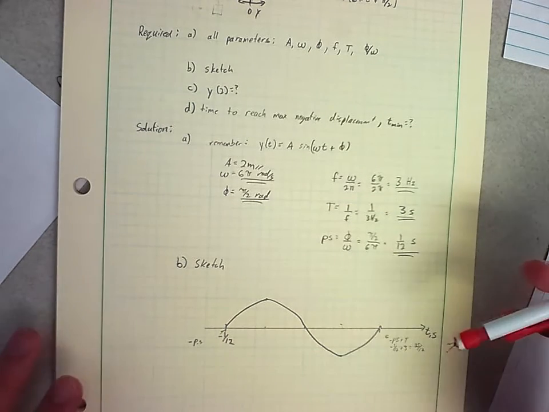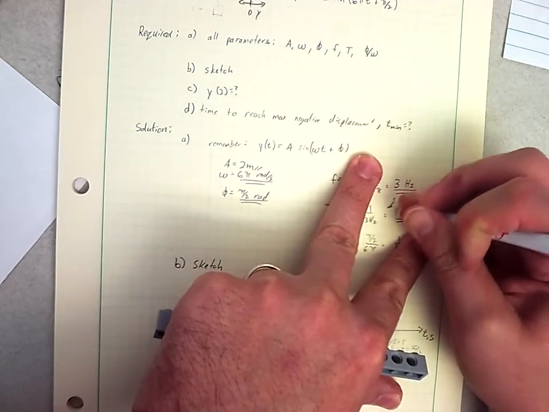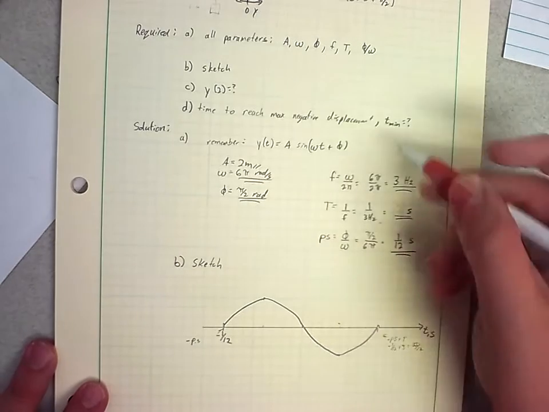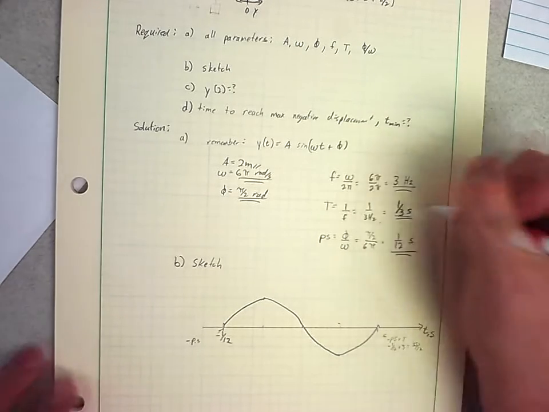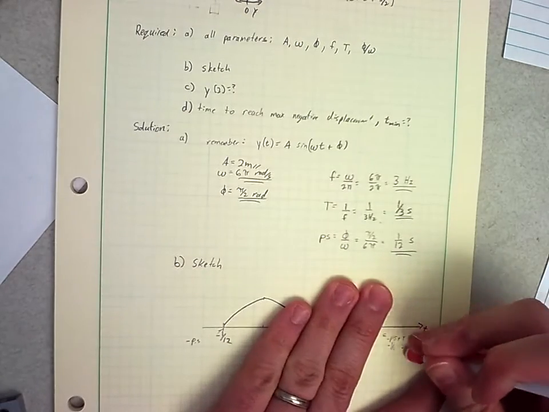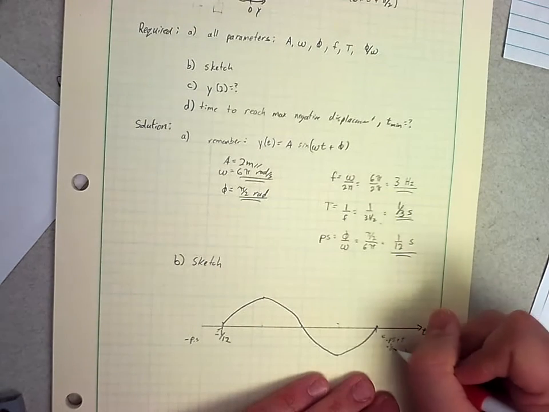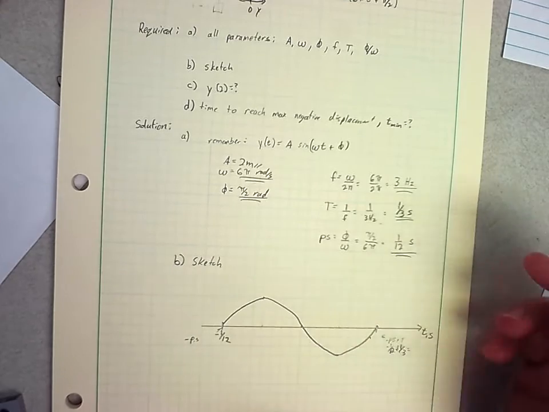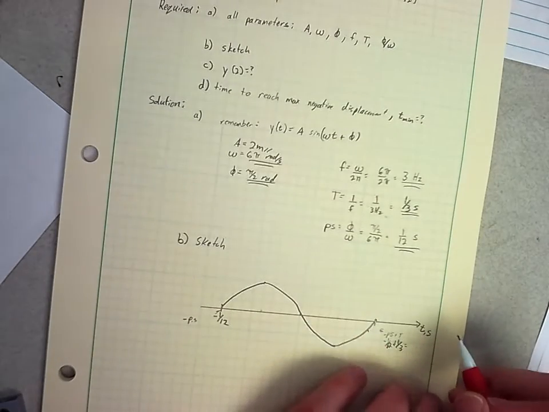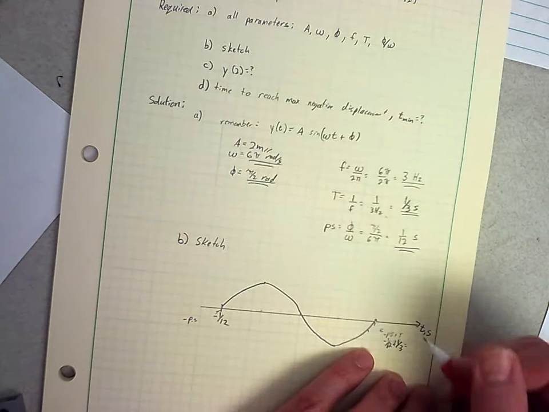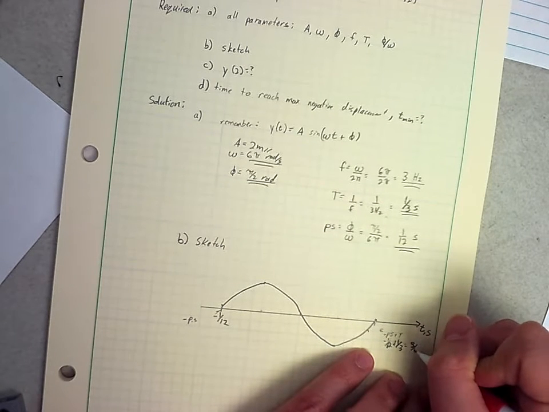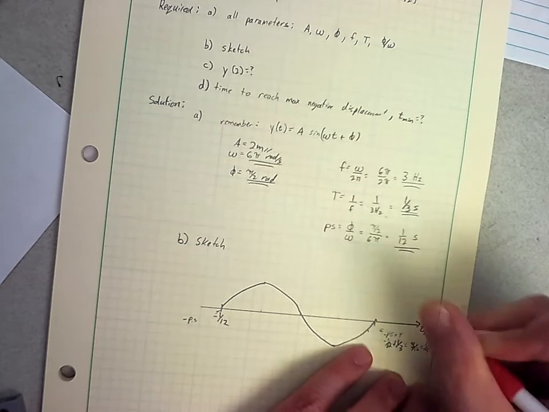Oops, I've got an error in my period. That's why it's not making sense. So it's 1/3. My period is actually 1/3. So this should be 1/12 plus 1/3, and I get that it is 3/12, which is 1/4.